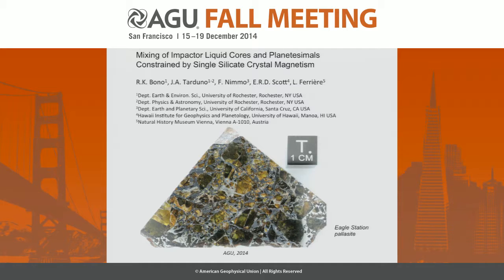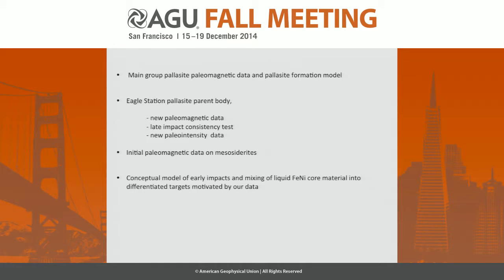So today I'm going to be talking about collisions of differentiated bodies in the early solar system, focusing on this mixing of liquid iron-nickel and silicates. And this is constrained by single crystal paleomagnetism. First I'm just going to briefly touch on what's already been mentioned, this work done by our group on main group pallasites on the paleomagnetics and the resulting conceptual model of pallasite formation.